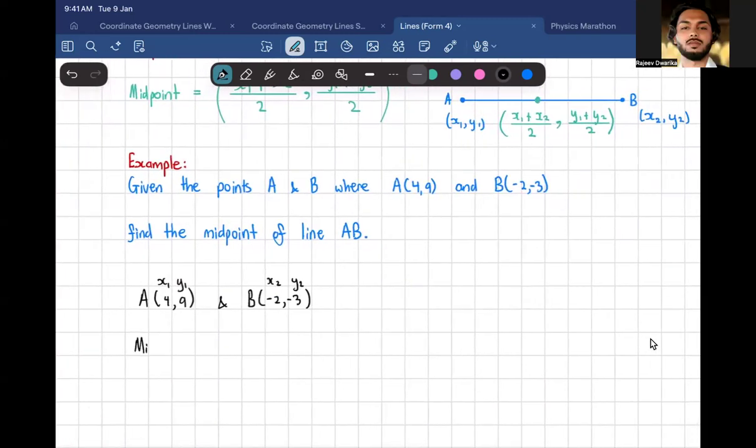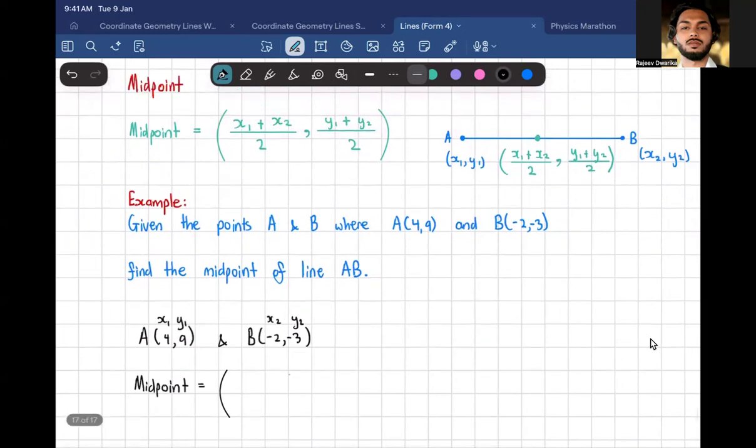So the midpoint is going to be equal to x1 plus x2. What is x1 here? 4. All right, I'm going to put my plus sign. And now this is somewhere that confuses a lot of students. x2 is -2. Anytime you have a negative number, put the negative number in brackets for now. Then I'm going to put that divided by 2. So far you with me?